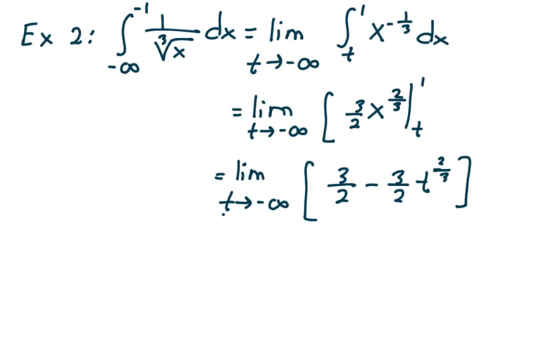Now, when I let t go to negative infinity, the cube root of negative infinity, quote unquote, is negative infinity, and if I square it, I get infinity. So the answer here is negative infinity. And what that tells me is that the integral from negative infinity to negative 1 of 1 over the cube root of x dx diverges.